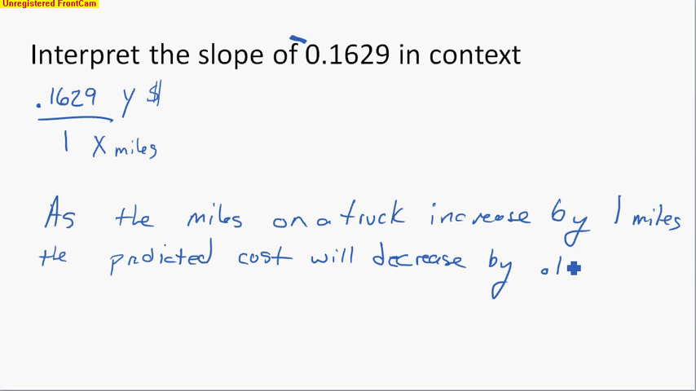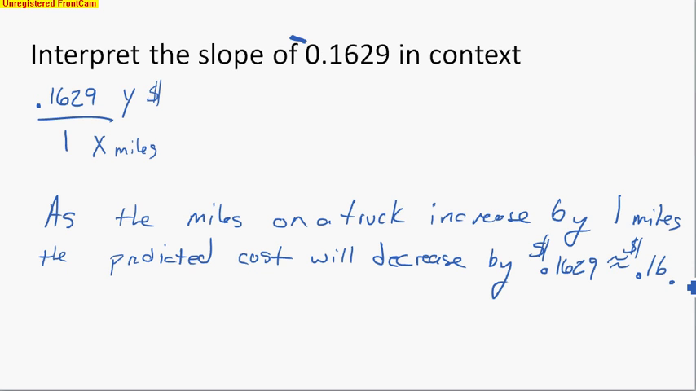by 0.1629. Again, that's going to be dollars, right? And you could even round that for the sake of just saying it so that it makes sense to 16 cents. Basically, what we're trying to say is as the miles on a truck increase by 1 mile, the predicted cost will decrease by 16 cents.